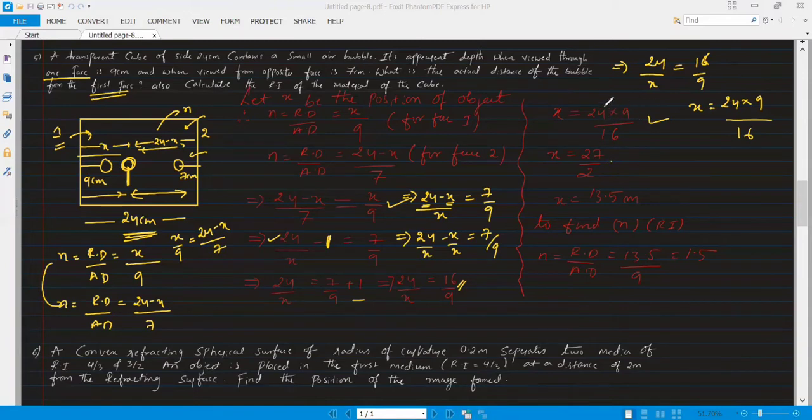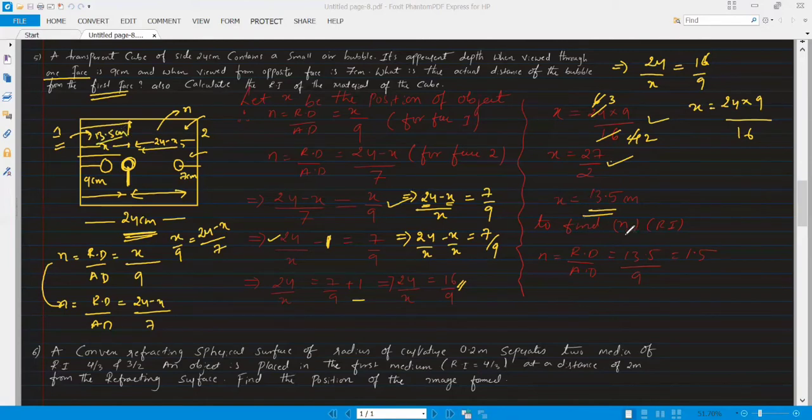If you calculate, this is going to be 27 by 2 here. So that is 4 4s are 16, 4 6s are 24. So this is 2 3s are, and this is 2 2s are, 3 9s are 27 divided by 2. So x is equal to 13.5. That means from phase 1, this bubble, actually its real depth is at the distance of 13.5 centimeter.